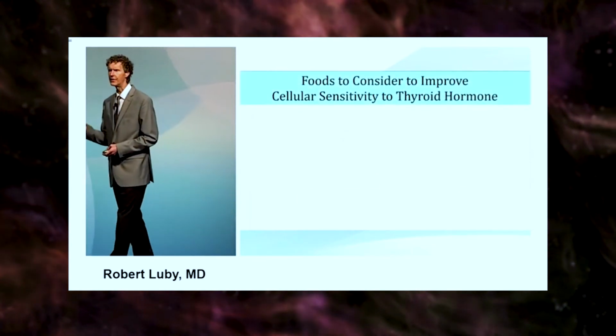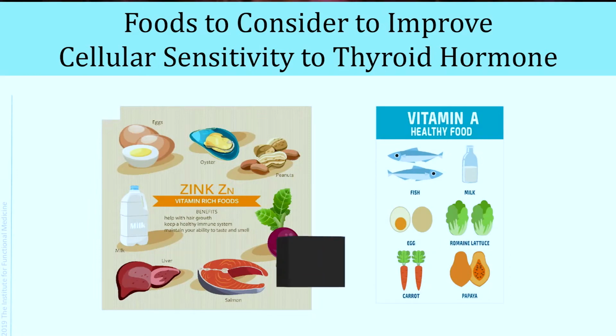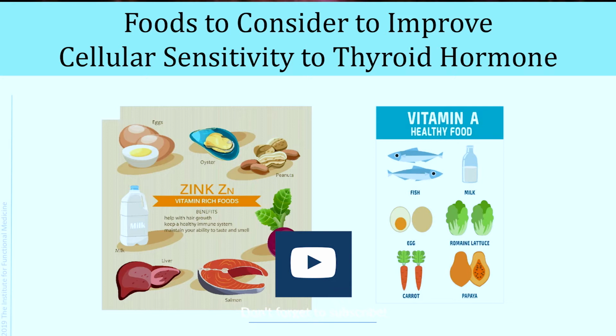And of course, you're going to consider those food groups that give the zinc and the vitamin A to help the sensitivity at the cellular, nuclear, mitochondrial levels.